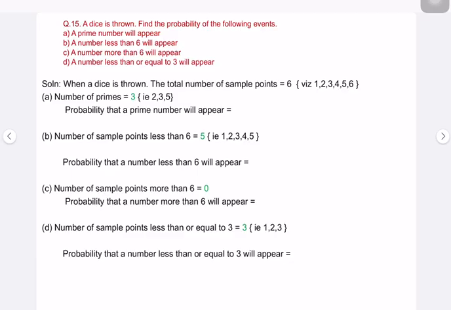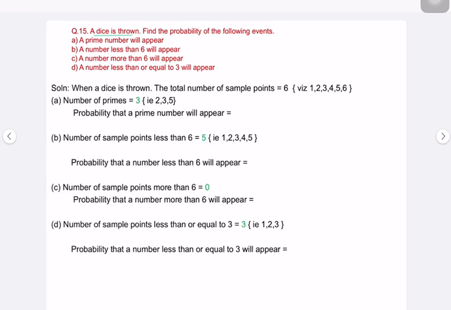Now let us tackle the next question, that is question number 15. This question is much easier than all the other questions that we have done before. So a die is thrown. Find the probabilities of the following events: a prime number will appear, a number less than 6 will appear, a number more than 6 will appear, a number less than 3 will appear.